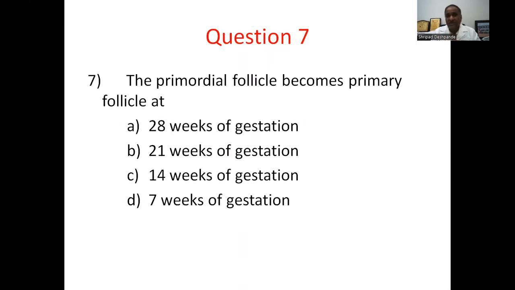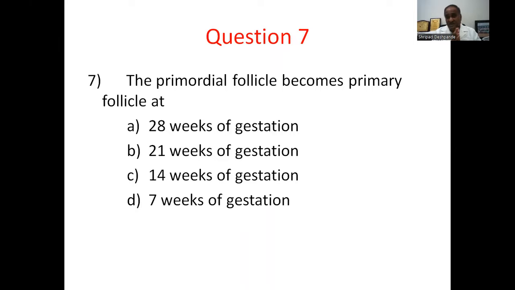Question number 7. The primordial follicle becomes primary follicle at. It's a sort of memorizing question, and there is no definitive timeline for any of the events in our biological system. The conversion of the primordial follicles to primary follicle may happen some days this side or that side. But considering the question, the options are: A, 28 weeks of gestation; B, 21 weeks of gestation; C, 14 weeks of gestation; D, 7 weeks of gestation.